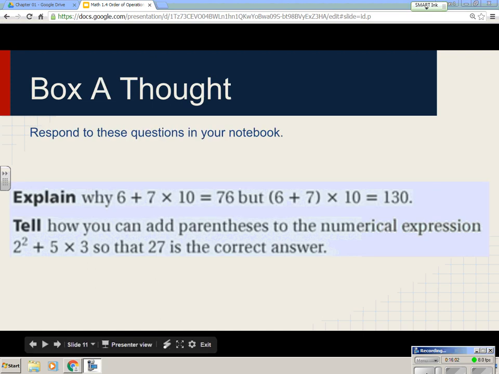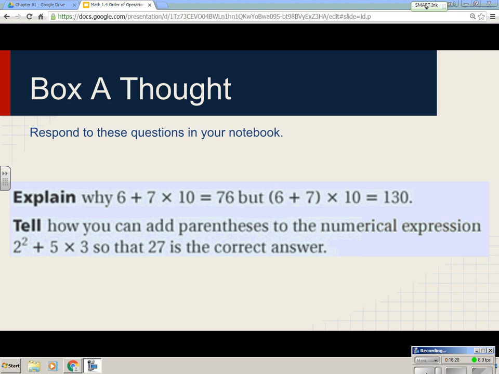All right, here's your box of thought. Now remember, with the box of thought, I'm not looking for numbers, like solving it. I'm looking for you to write it in words. Write it in a couple sentences. So the first one says you have to explain why 6 plus 7 times 10 equals 76, but 6 plus 7 times 10 equals 130. Tell me what the difference is, and be specific.